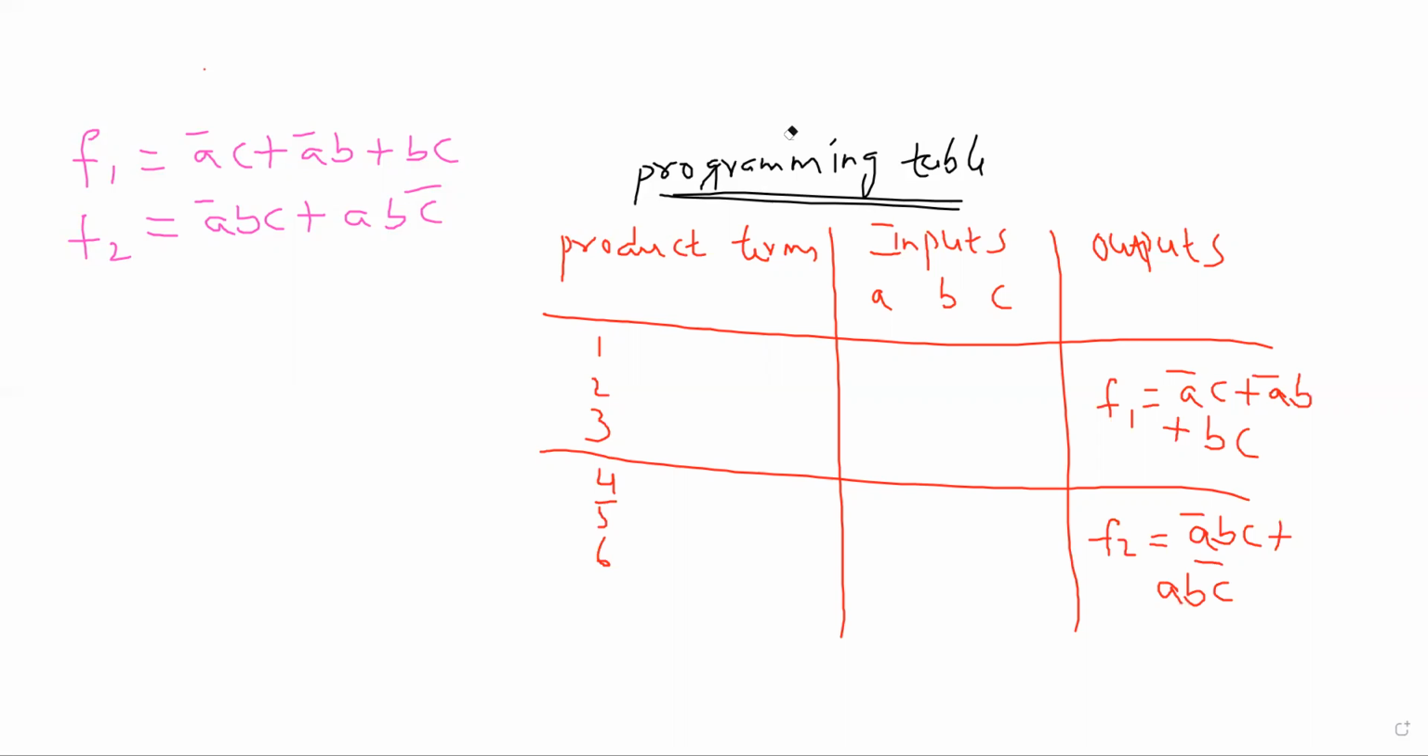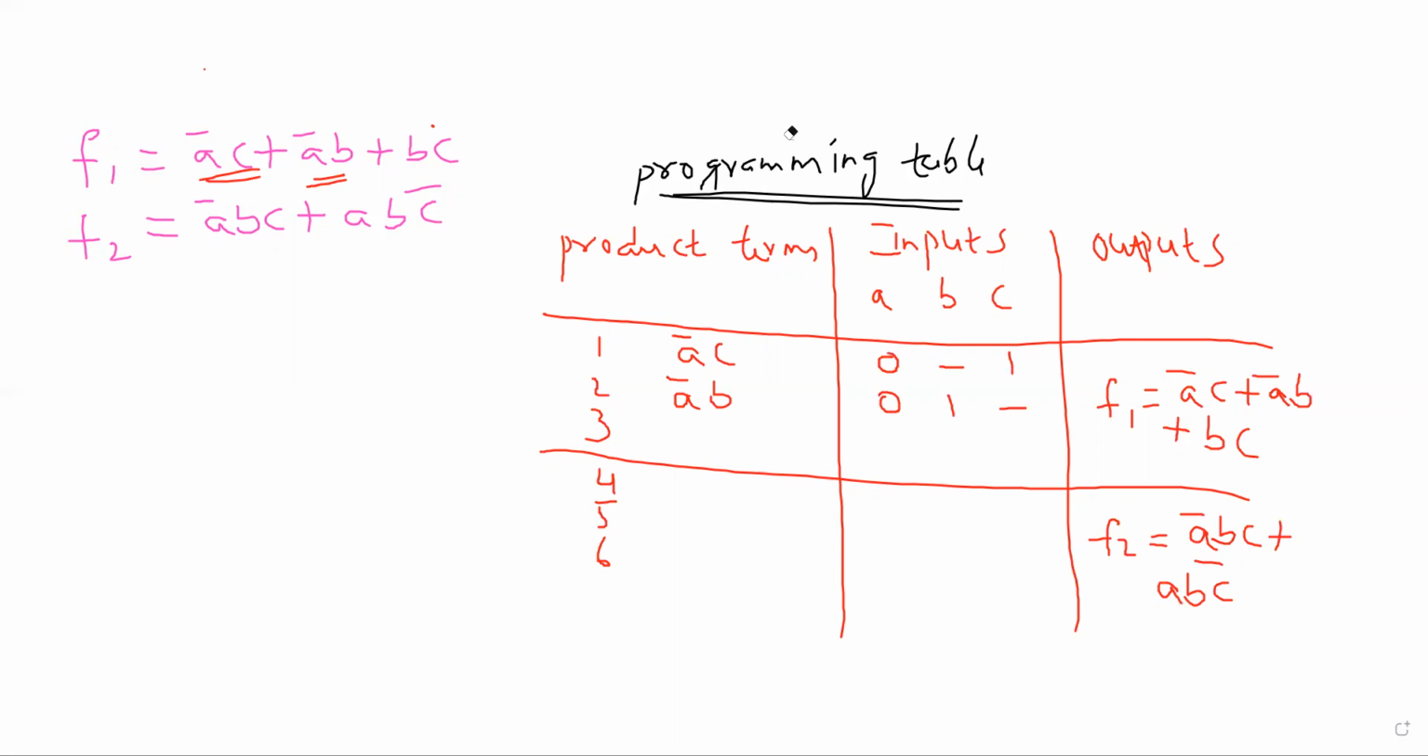Now what is the first product term? If you observe, the first product term is A complement into C. Here A complement means 0, B is not used, C as it is 1. Now what is the second product term? A complement into B. Now A is 0 once again, B is 1, C is not used.